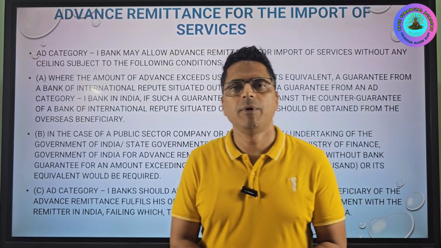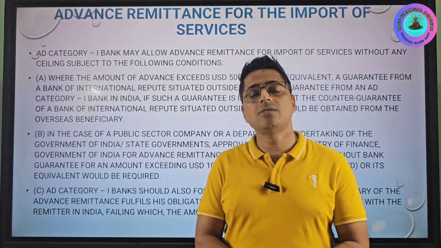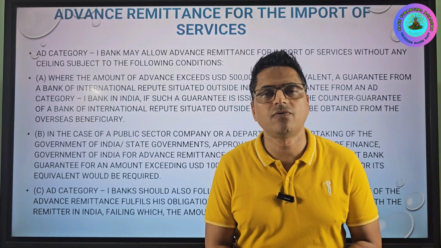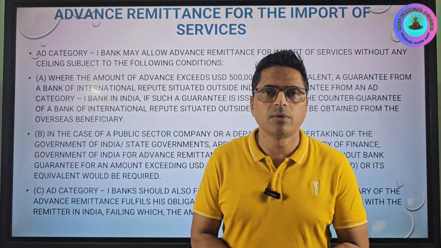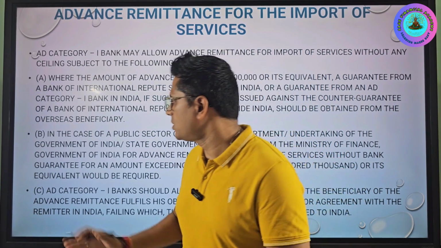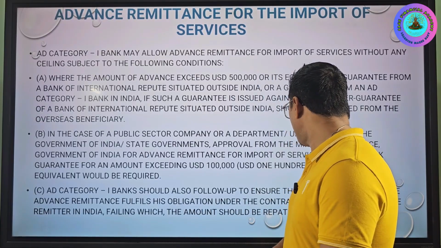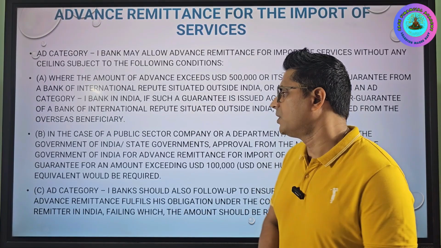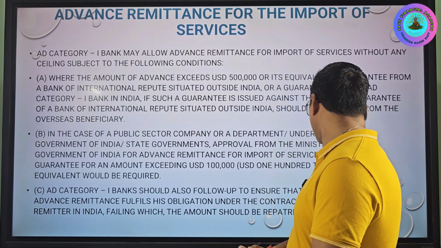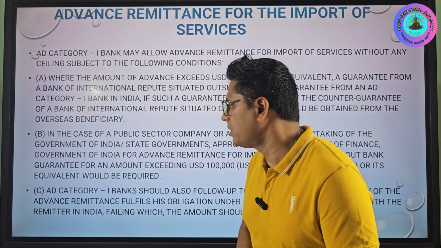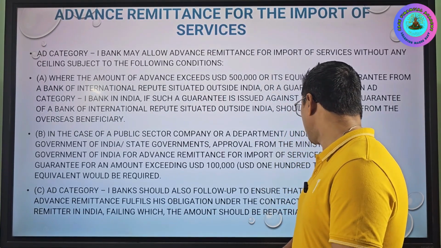So again, here the limit for a government entity: if that entity is making an import advance payment against services, and the limit is breaching $1 lakh, again a bank guarantee or SBLC is required or a waiver from the Ministry of Finance is required. What is the next condition? AD Category 1 bank should also ensure that the beneficiary of the advance remittance fulfills his obligation under the contract or agreement with the remitter in India, failing which the amount should be repatriated to India.